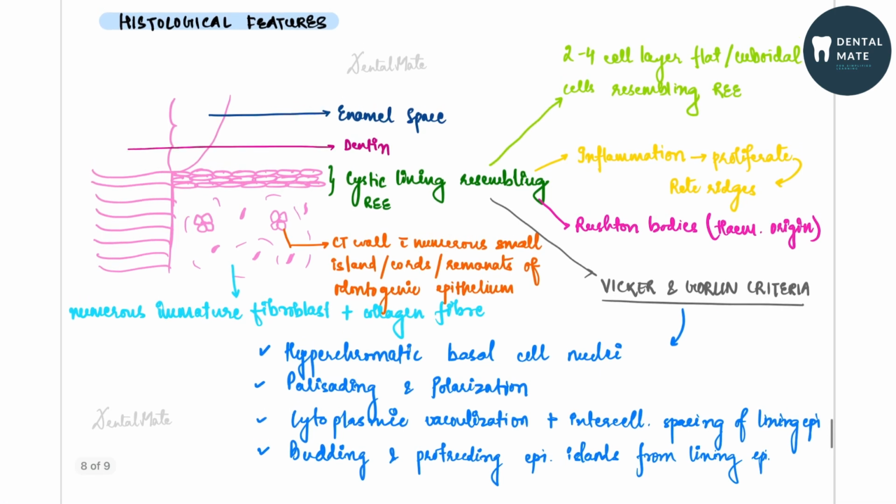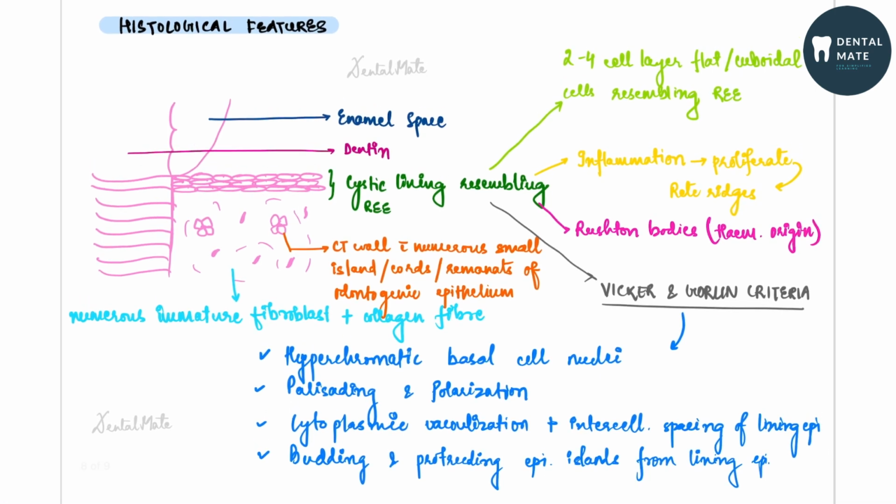Now, if we talk about the histopathological features, this is how the histopathological diagram of dentigerous cyst looks. It has enamel space, dentine, and then comes the cystic lining. The cystic lining resembles the reduced enamel epithelium. It is basically a 2 to 4 cell layer of flat cuboidal cells resembling the reduced enamel epithelium.